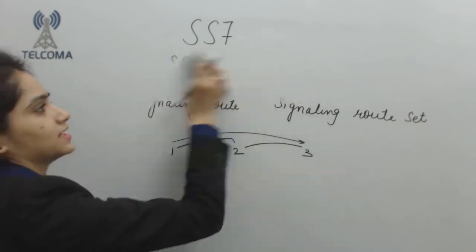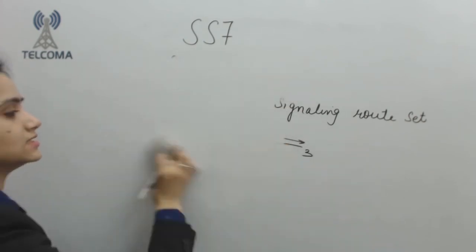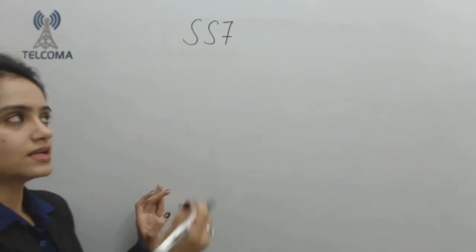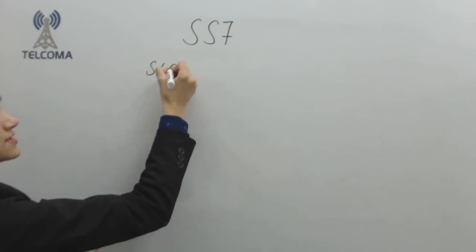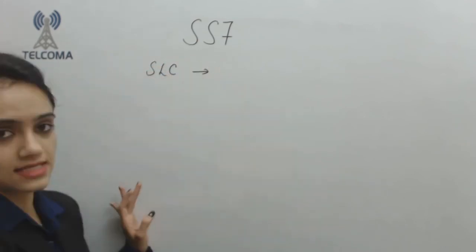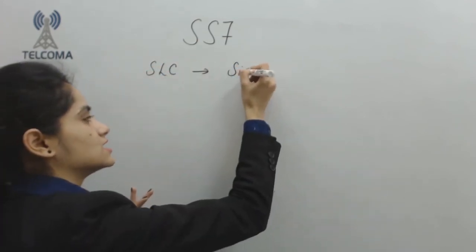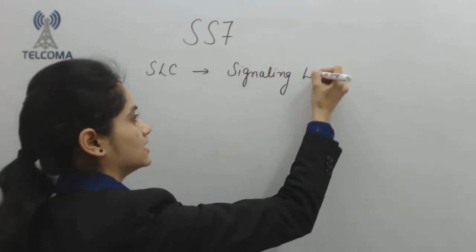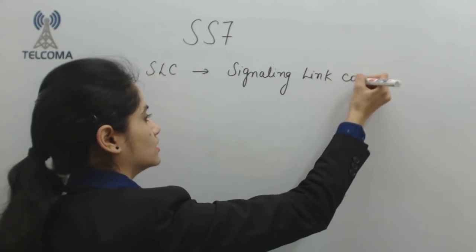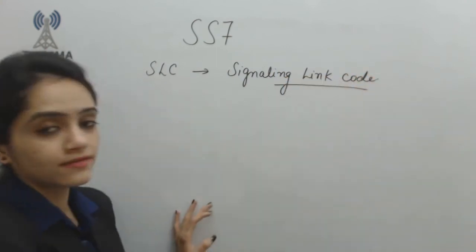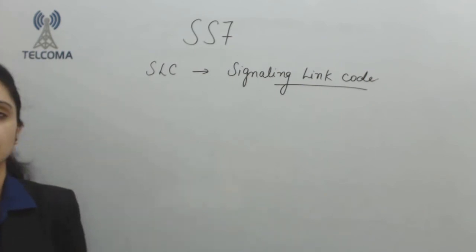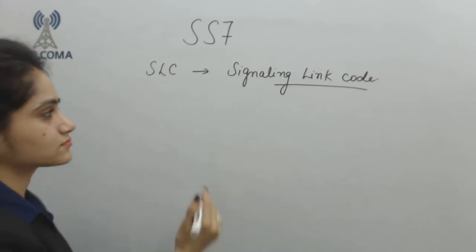Now each and every link that we have studied, A, B, C, D, E, F, each and every signaling link has a code so that we can differentiate it. That is represented as SLC, where SLC stands for signaling link code. That means the code given to a particular link of SS7 is known as the signaling link code.